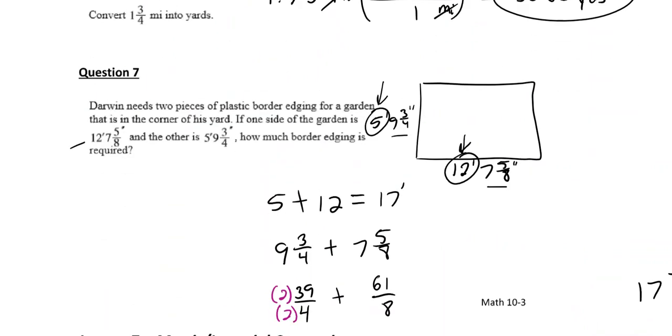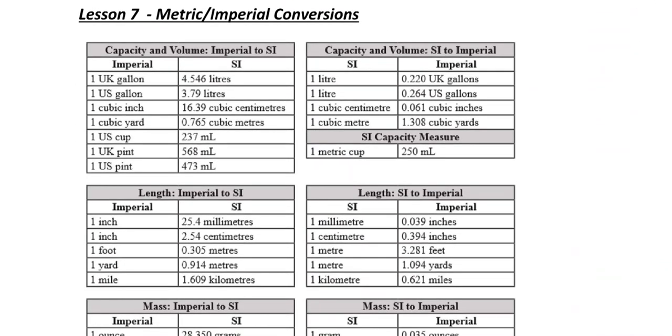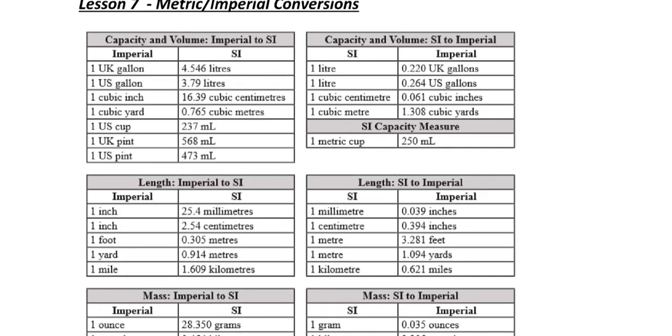All right, so now what we're going to be doing is switching back and forth between the two of them. So we might be given something in metric and have to convert it to imperial, or we're given something in imperial and we have to switch it to metric, right? We have to be able to go back and forth because we live in Canada and things are measured in imperial and in metric, right? Okay, so here's some examples.